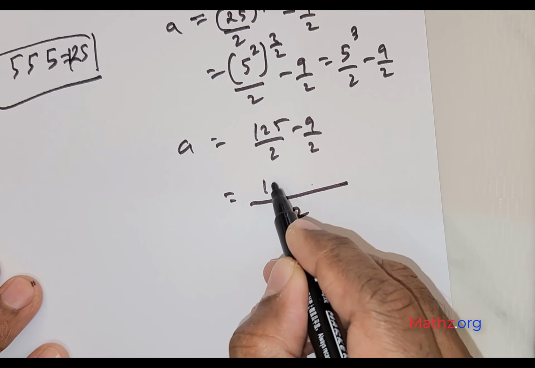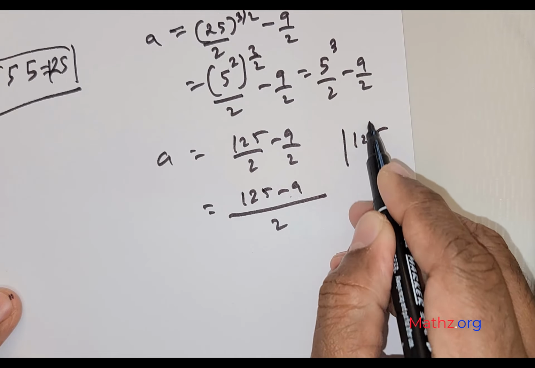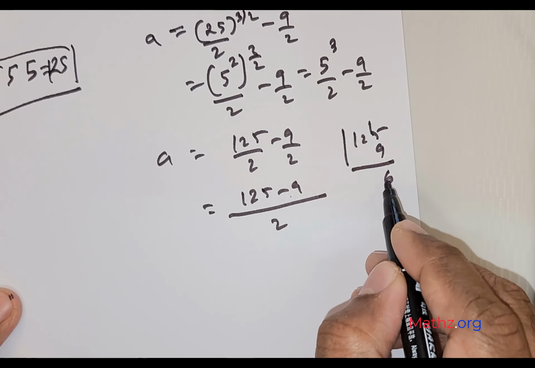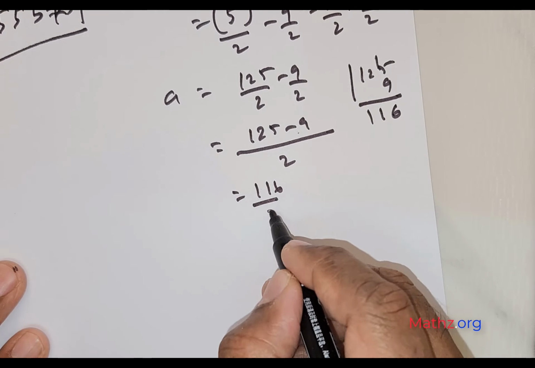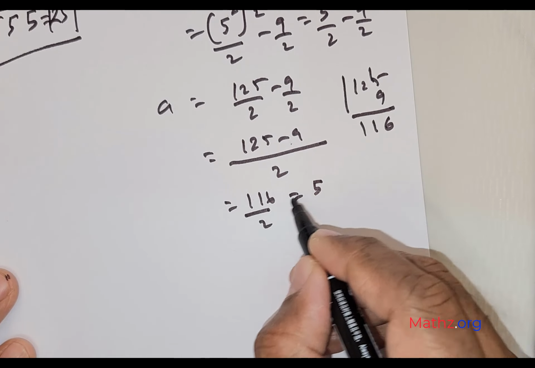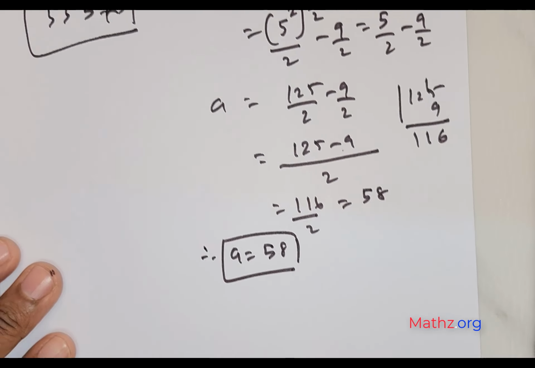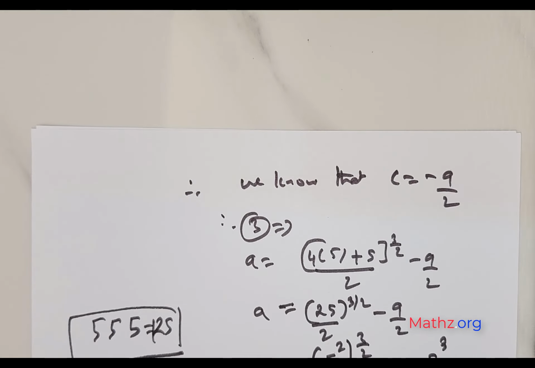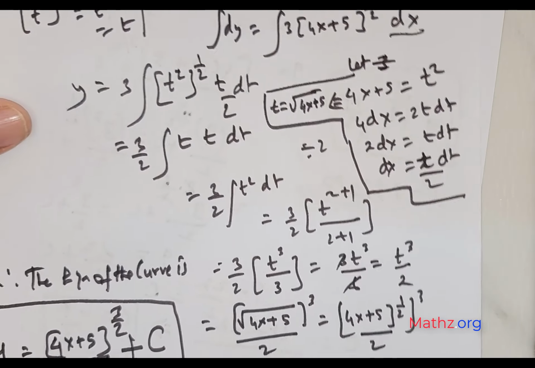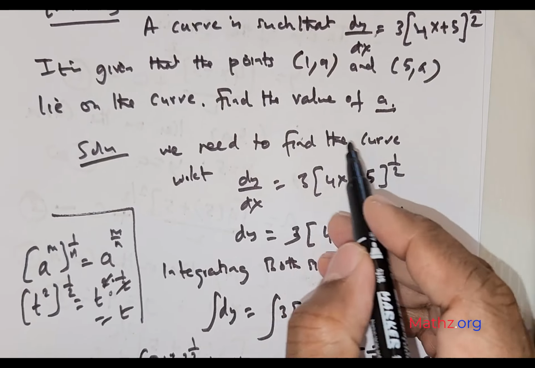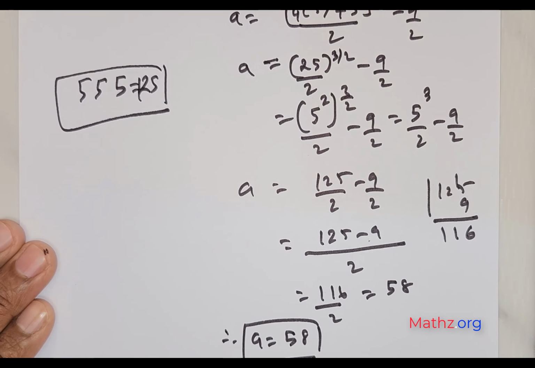You take the LCM as 2, you get 125 minus 9. So from 125 you subtract 9. This is 116. So 116 divided by 2, you got 58 there. So therefore the value of a is 58. So you need to do all of this to arrive at the requirement, which is to find the value of a, and with practice you can achieve it. We move on to the next question.